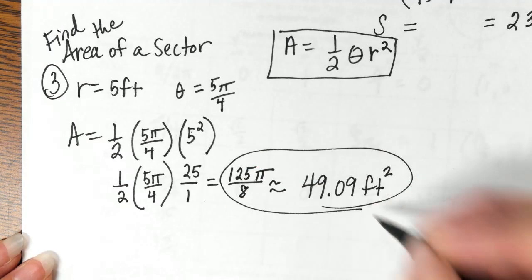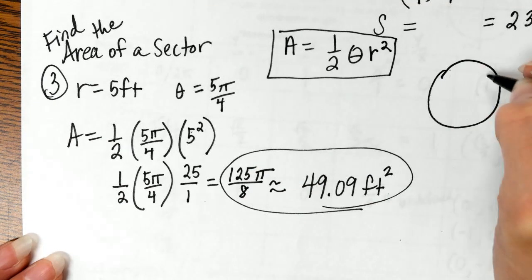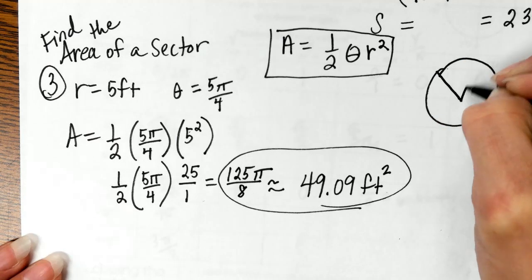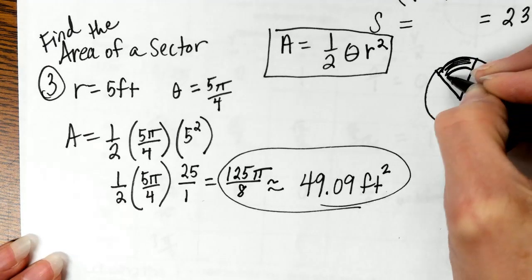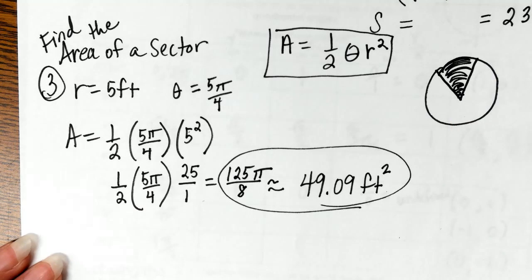So either of those answers would be correct, but just keep in mind that you're finding an area of a sector, which means you're finding like a whole slice of pie. Okay, when you talk about area, you're finding that whole chunk.